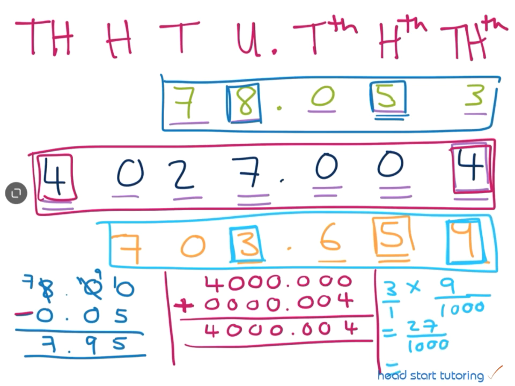So all I need to do is bring in 3 decimal places, because 27 over 1,000 is the same as 27 divided by 1,000. So I bring in 1, 2, 3 decimal places, and I end up with an answer of 0.027. So the product, which means I need to multiply, of the value of the 3 in my number and the value of the 9 in my number is equal to 0.027.